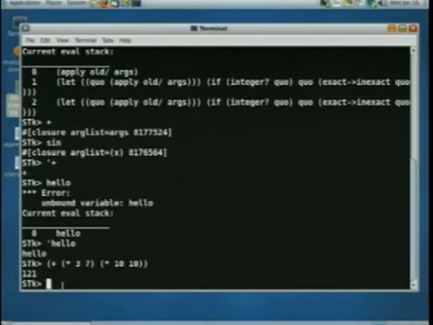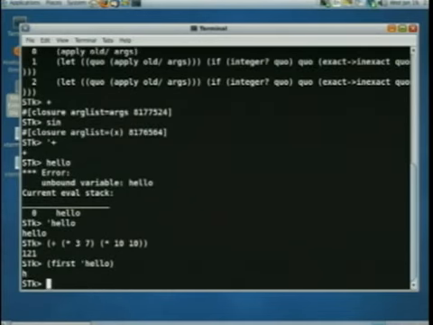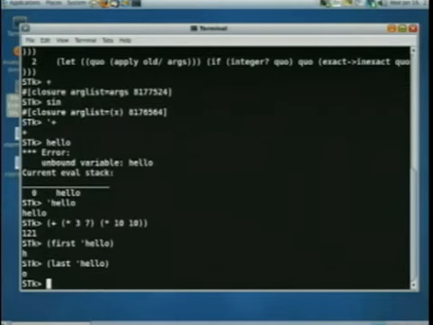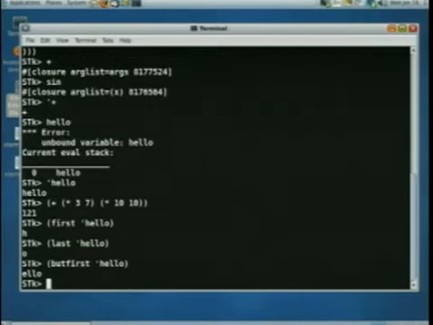Well, almost. First of all, not all functions are functions of numbers. I can say something like first of quote hello and get h, or last of quote hello, get o, or but first of quote hello, congratulations on not laughing, get lo, or but last, oh, hello.